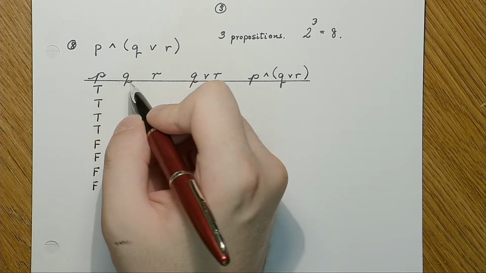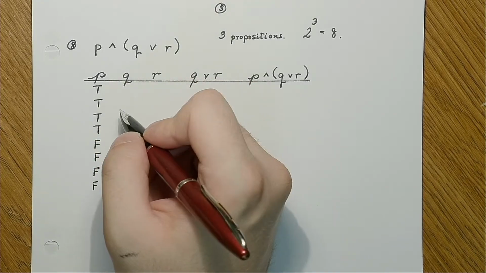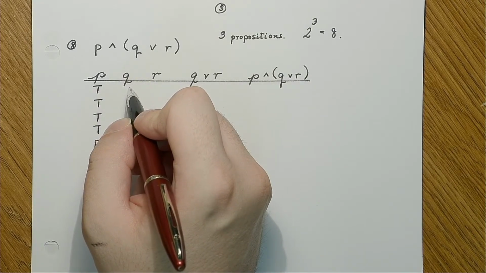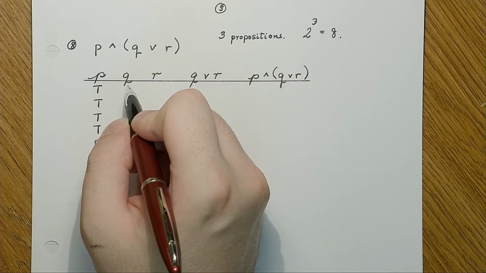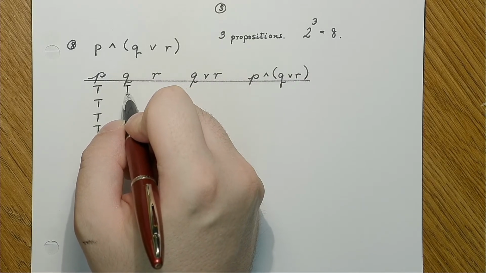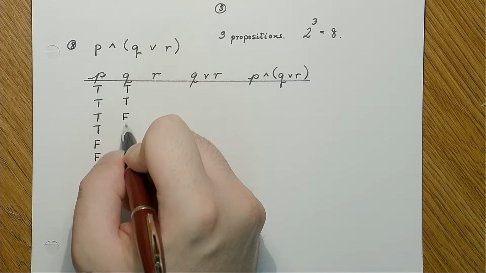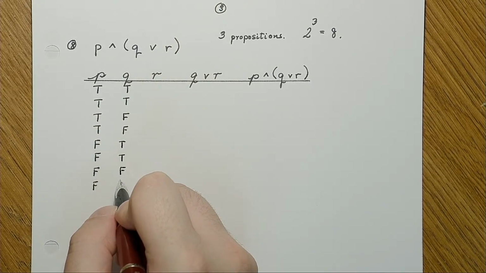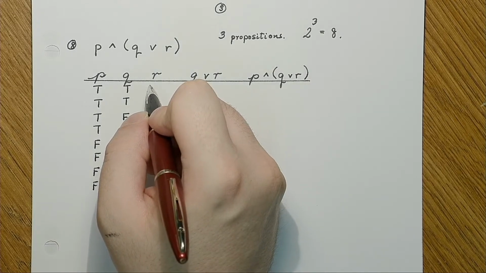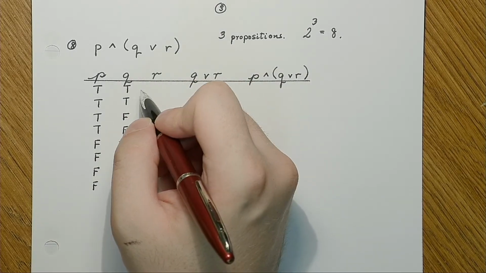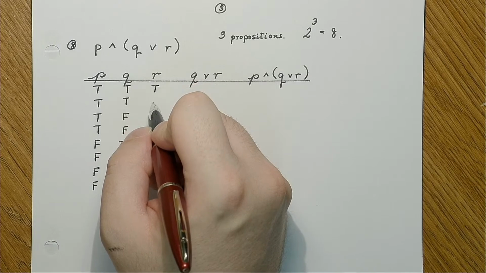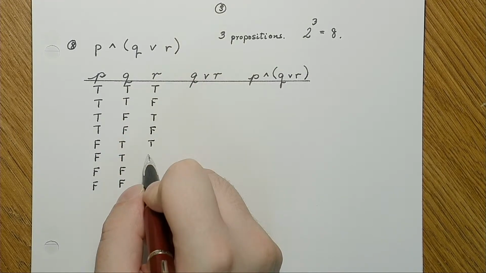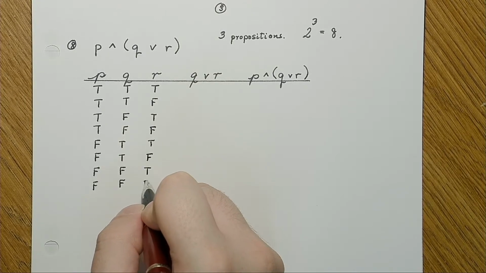In the next one, I'm going to do half of them again. So instead of 4 trues, it's going to be 2 trues, and then we'll alternate. So true, true, false, false, true, true, false, false. And on the last one, we'll alternate again, so we half that again. So if we go from 2 to 1, so true, false, true, false, true, false.